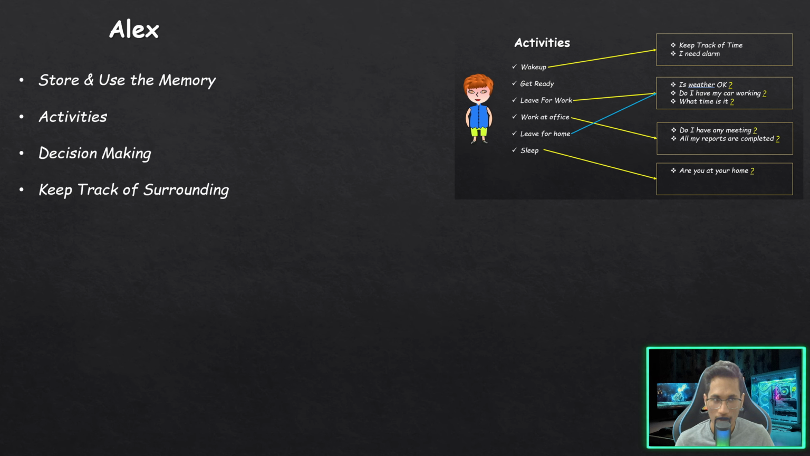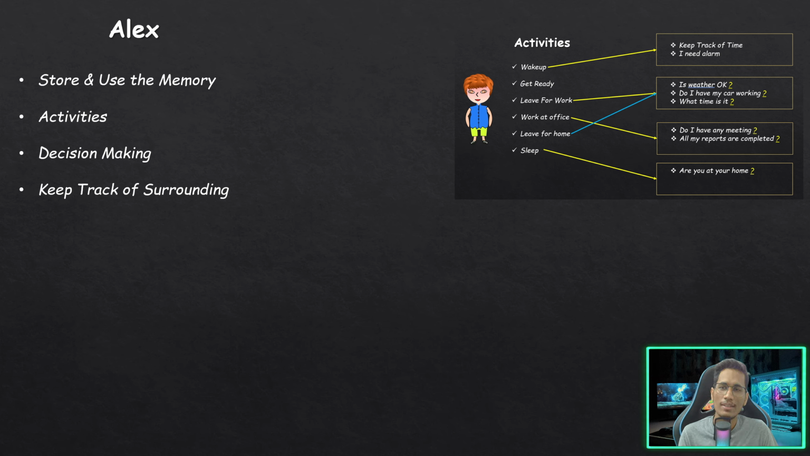And the last thing is keeping track of surrounding. That means what time is it? What is the weather? So basically the data that is dependent on the external world. So he has to keep track of that surrounding. And whatever is connected with his lifestyle, he has a brain where he organizes stuff for now.